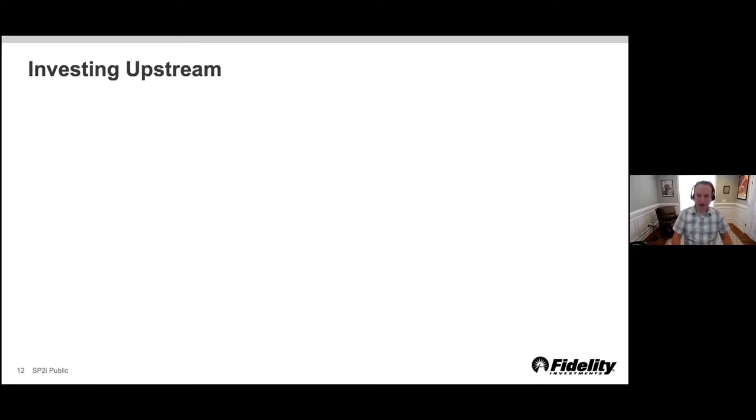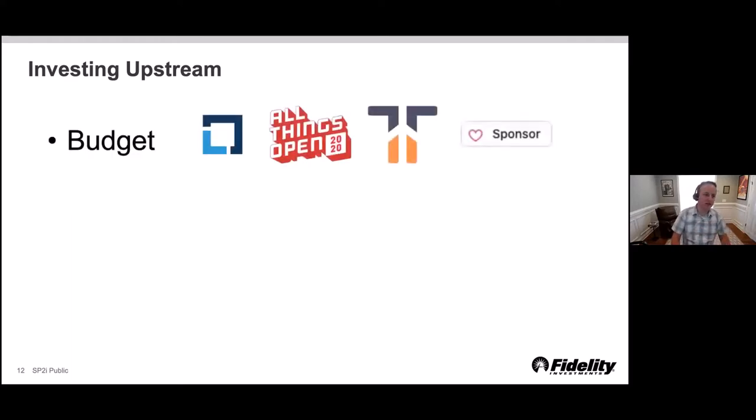Investing upstream. So this is one that I think a lot of organizations are still trying to figure out, mine included. This is maybe the most comfortable, at least at Fidelity, budget dollars. We can allocate those things to foundations. We can do it on events through an All Things Open, which just happened last week for me here in Raleigh, or ideally in Raleigh. We can sponsor events. We can work with partners like I put in Tidelift and GitHub Sponsors, which really start getting at, hey, how do we help support a specific project or a specific domain of projects?